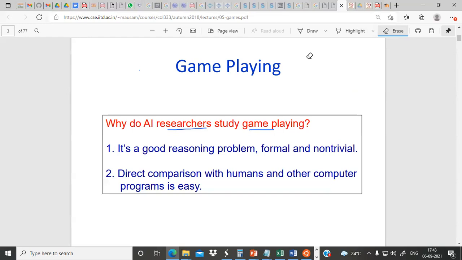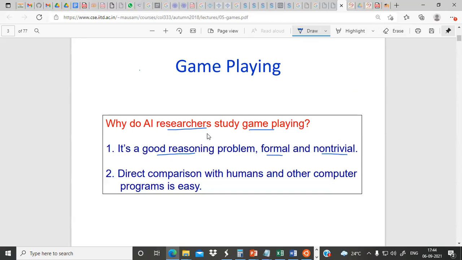That is the reason why AI researchers are interested in games, because games are a good reasoning problem. It is more formal. It is non-trivial. Non-trivial means it is not very obvious. That doesn't mean that real world problems are tough and games are easy.